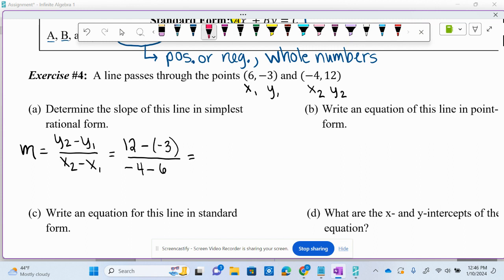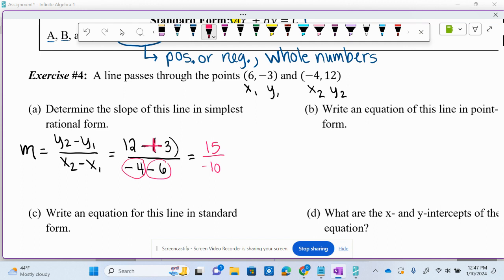So the first thing that I'm going to do is get rid of that minus and negative. I'm going to turn that into a great big plus. So I have 12 plus 3, which is 15, over -4 minus 6. And I'm going to show you guys how I think about integers. So I have -4 and -6. Are the signs the same or are they different? They're the same, so I just add them together. That's 10, and I keep the sign. Same signs, add and keep. So I have 15 divided by -10.